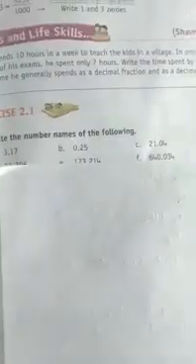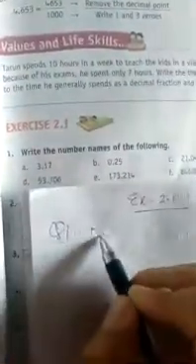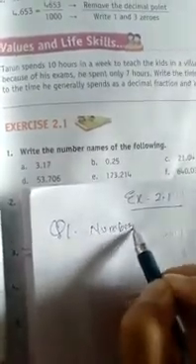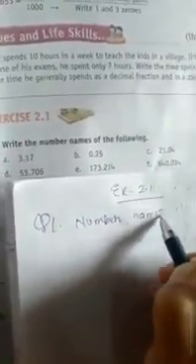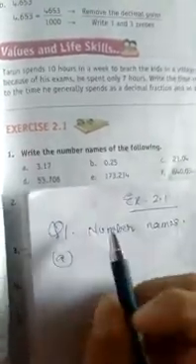Yes, here in question 1, in your copy, exercise 2.1, question 1. Write the number names. Number names means you all know, from class 1 we have been reading number names, but here we have to do it for decimals. So here, very simple, in exercise 2.1 I will be showing one sum from each question. So we will try to finish this exercise 2.1 today itself. Okay, so listen very carefully.